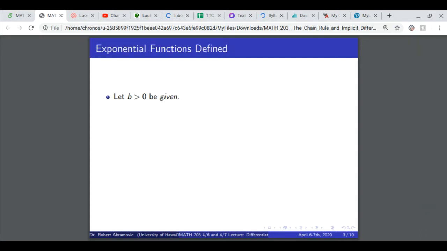If b larger than 0 is a given number, just any positive number, you define the function that takes an input and sends it to that base, b raised to the x power. This is not to be confused with a power function where the exponent was constant. In the exponential function, the base, b, is constant, and the exponent is the one varying.